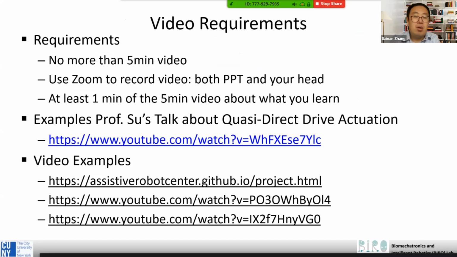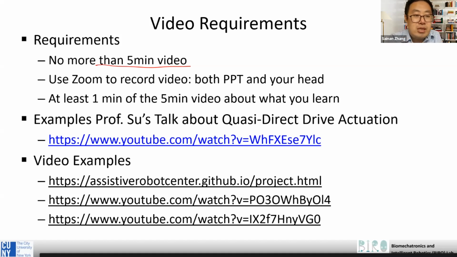In terms of video, no more than 5 minutes, because if it's more than 5 minutes, no one will really watch that. There are so many videos. And we will select some really good videos and post them to our website. And the CUNY community, some professors, can see some cool stuff you have been doing, right?